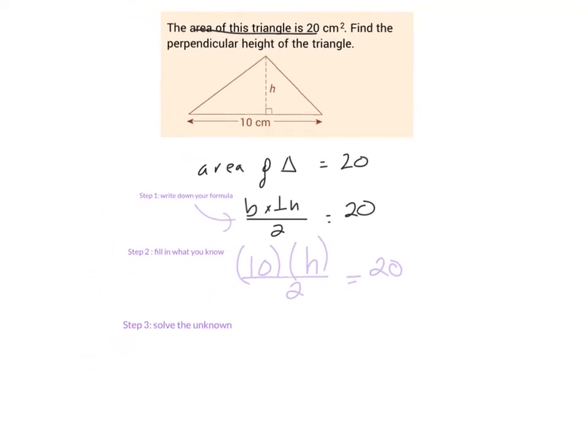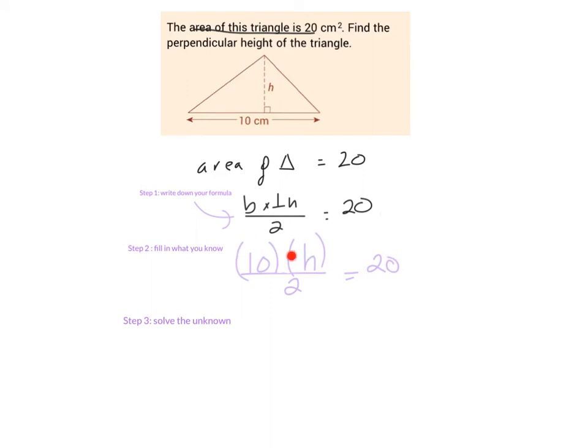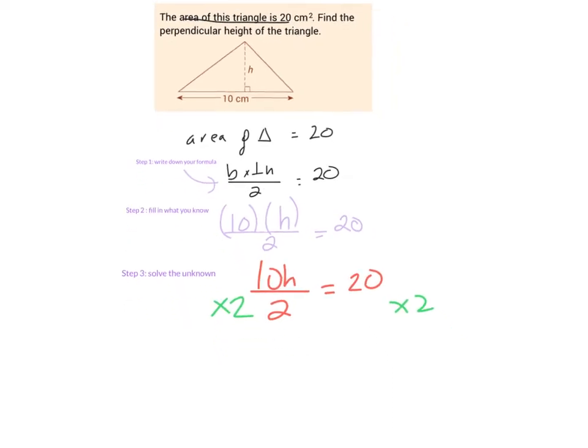So I want h on one side, everything else on the other. The h is stuck up here. I could rewrite it like this, 10h all over 2 equals 20. So the h is stuck to the 10, but it's also in a fraction. So the first thing I'm going to do is get rid of this divide by 2. I get rid of the divide by 2 by multiplying by 2. But what I do to one side, I do to the other. They're going to cancel, and I'm going to be left with 10h equals 40.